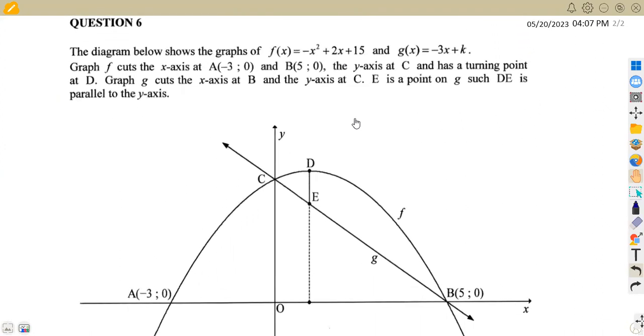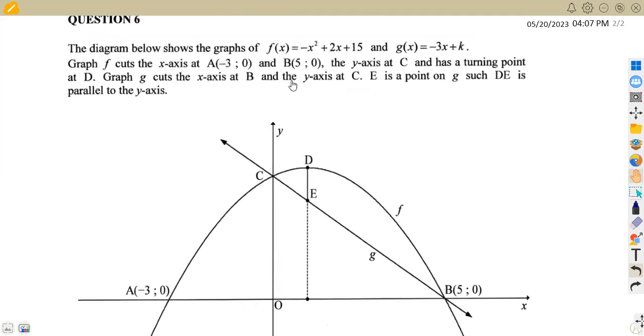From question 6, we are given that the diagram below shows the graphs of f(x) and g(x). In this case, f(x) is a quadratic function, that is a parabola, and we are given g(x), which is a linear function, negative 3x plus k. The graph of f cuts the x-axis at points A and B, and the y-axis at C, and also has a turning point at point D. Graph g cuts the x-axis at B and the y-axis at point C.